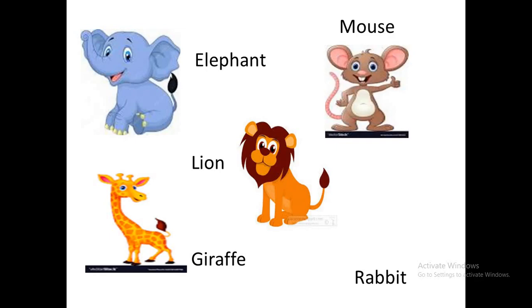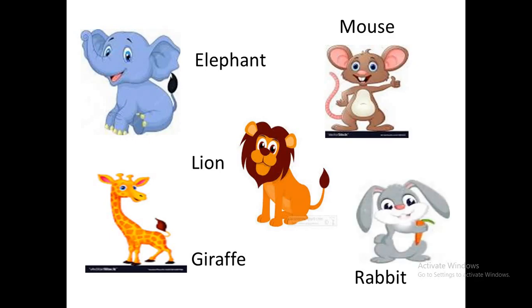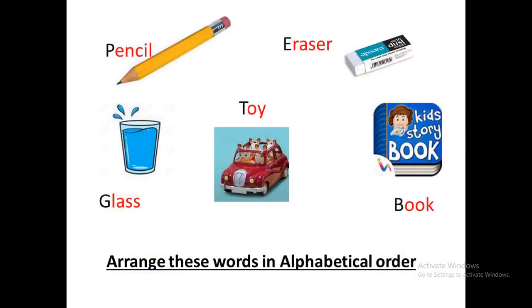Moving ahead, L, M, N, O, P, Q, R. We have a word starting with R. So now we write rabbit. We have arranged these words in alphabetical order: elephant, giraffe, lion, mouse, rabbit. Now children, you have to think and arrange these words in correct alphabetical order.